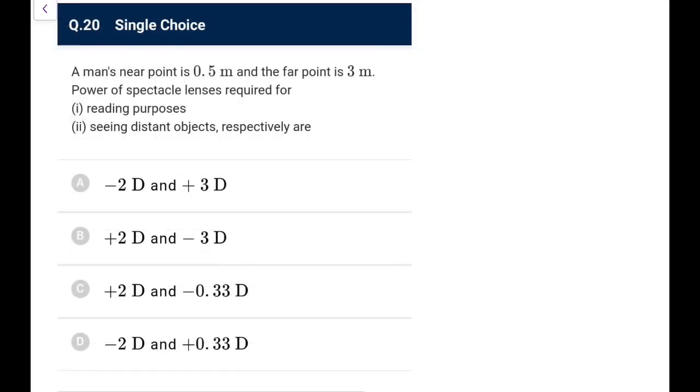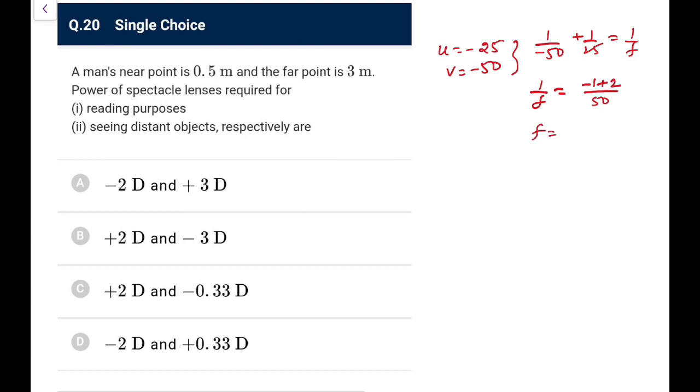A man's near point is half meter and the far point is 3 meter. What power of spectacle lens is required for reading? So for reading, the object is at minus 25 and you need the image at minus 50. So applying the formula, 1 over minus 50 minus, will become plus, 1 over 25 is 1 over f in centimeters. So 1 over f, LCM is 50, so it is minus 1 plus 2, so it is 1 by 50. So focal length is 50 centimeters, so the power of the lens would be plus 2 diopters. So plus 2D, we are left with two options.